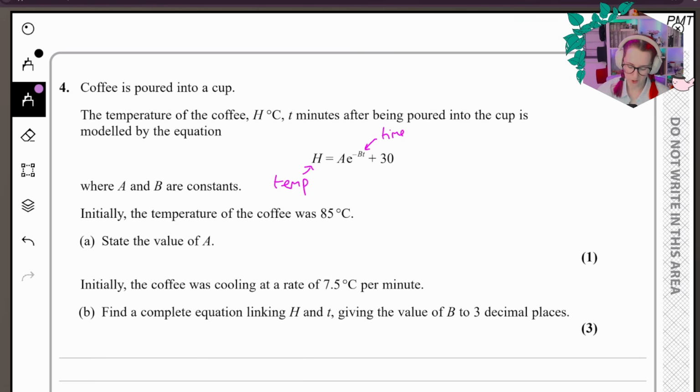Initially, the temperature of the coffee was 85 degrees C. So H of T equals 0 is 85 degrees. State the value of A. Okay. Initially, the coffee was cooling at a rate of 7.5 degrees C per minute. Find the complete equation linking H and T, giving the value of B to 3 decimal places. Cool.